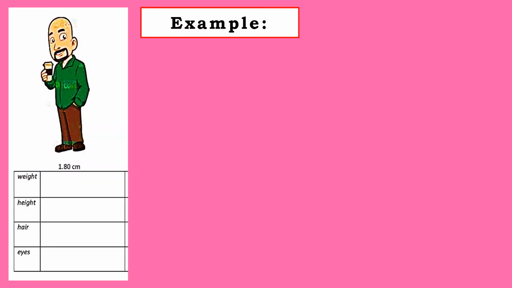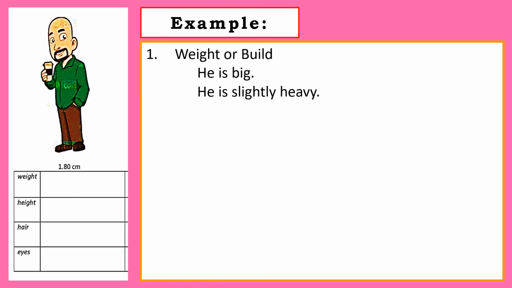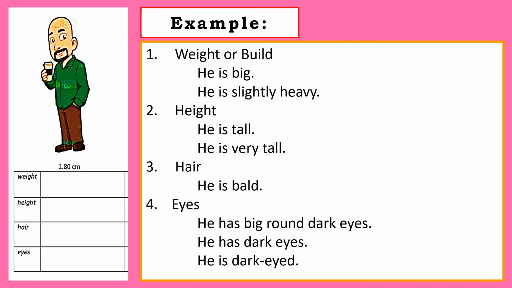Let us have an example. Okay, for this man, number one, weight. How can we describe his weight or build? We can say he is big, or we can also say he is slightly heavy. Number two, his height. Okay, so we can say he is tall, or we can also say he is very tall. Number three, hair. Since he has no hair, we can say he is bald.